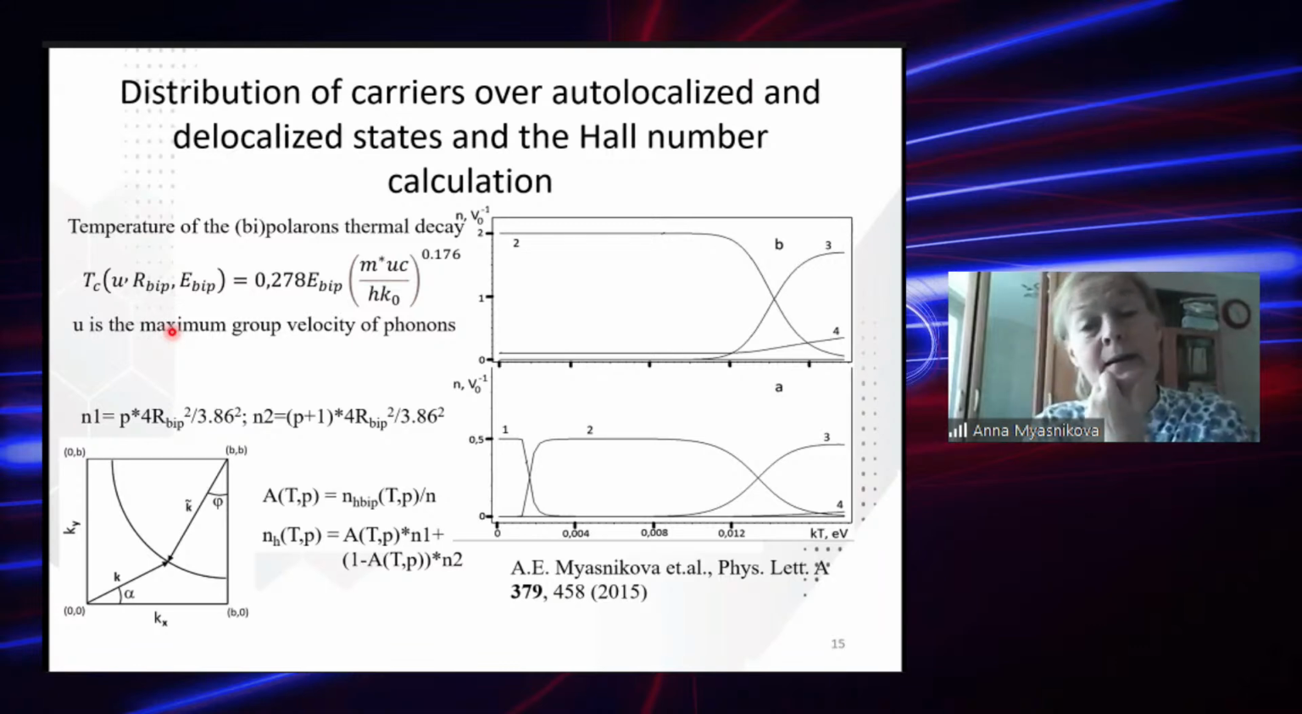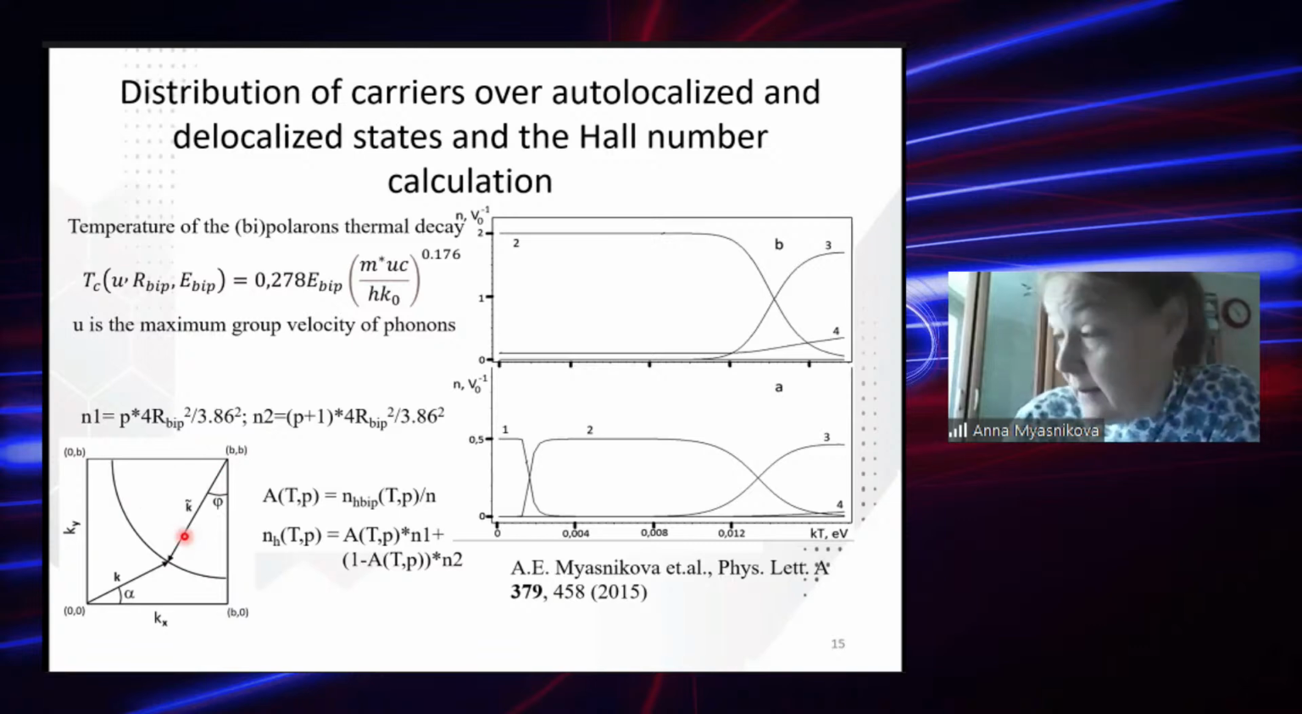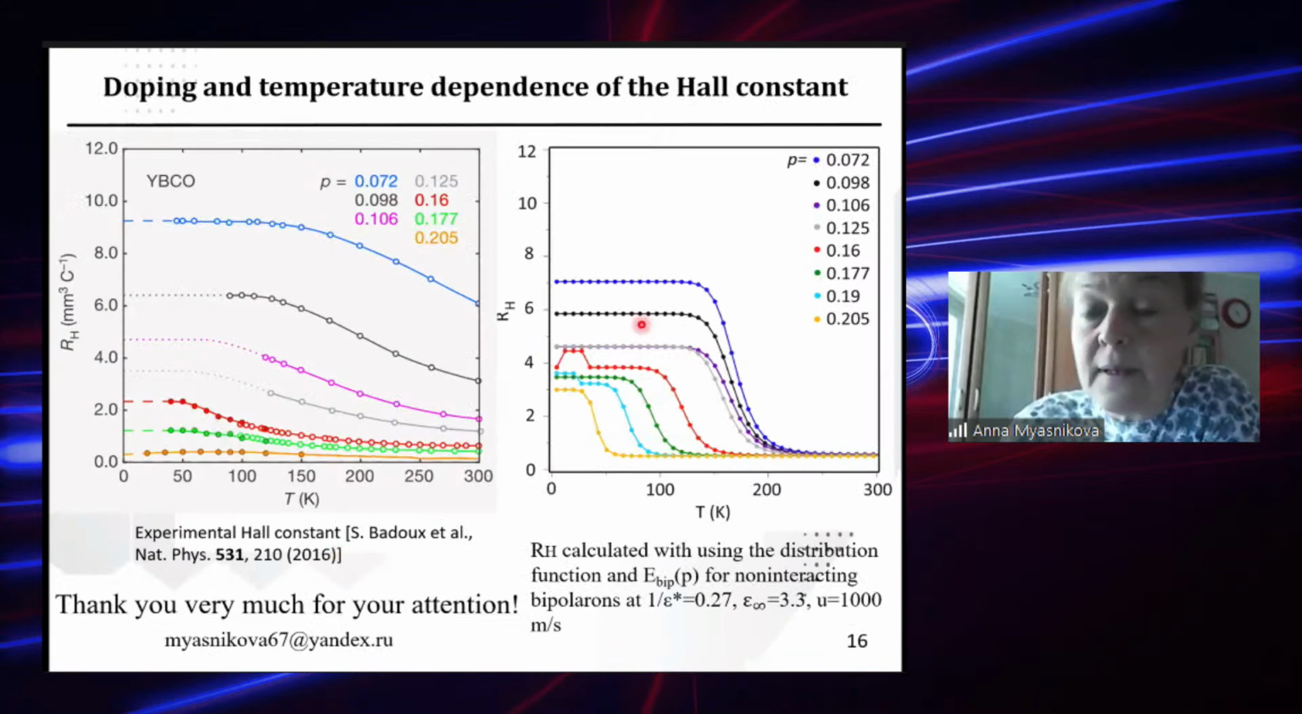Using this distribution function, we can estimate the temperature and doping dependence of the Hall constant in cuprates. If we suppose that the holes from the upper half of the lower Hubbard band do not take part in conductivity and transport effects until the holes are localized in bipolarons, we obtain such an expression for the number of holes, and the Hall constant in such a case will be like this.